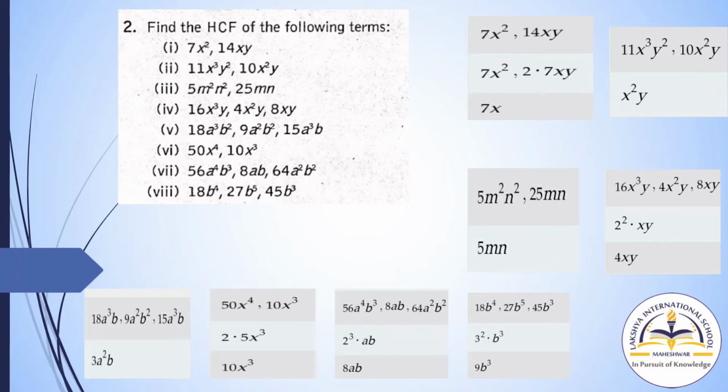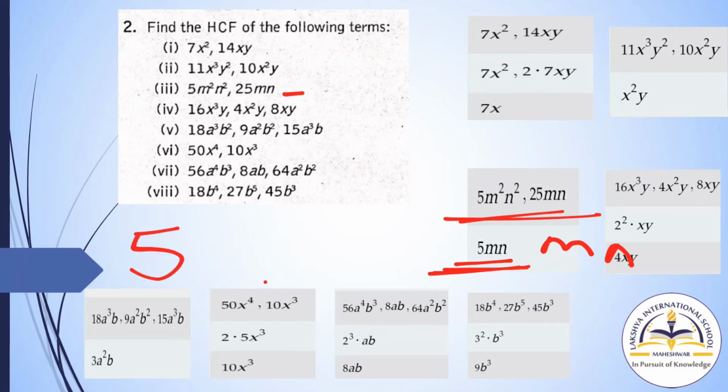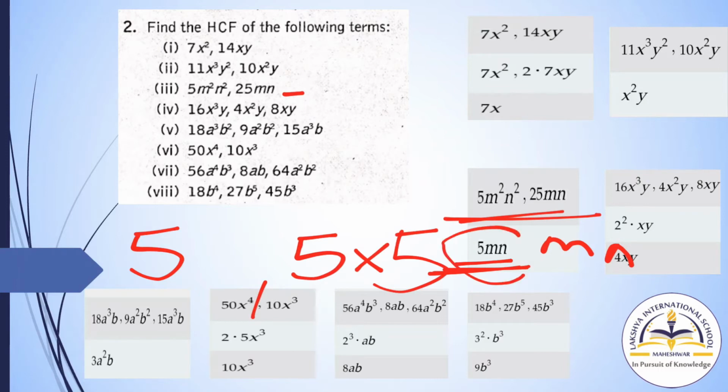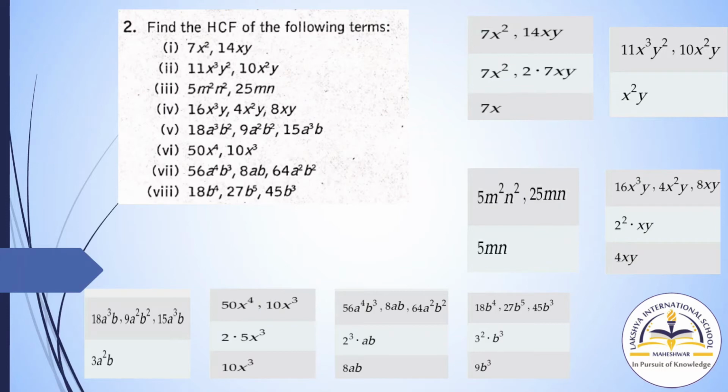Now 5m square n square and 25mn. Now you can clearly see mn will be the variable which is common in both the terms, and here one is 5 and the second one is 5 into 5. So clearly 5 will be the common from both these terms. Now all the answers are given here. You have to solve these questions in the same manner.